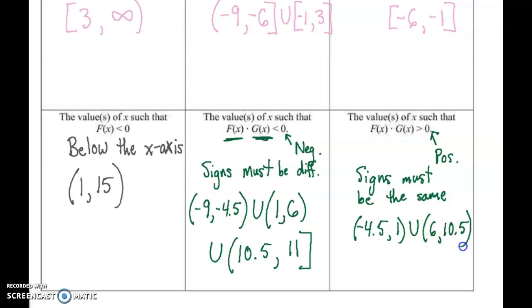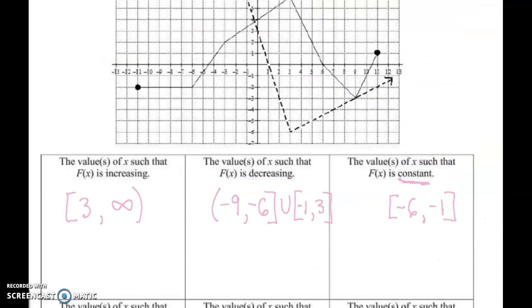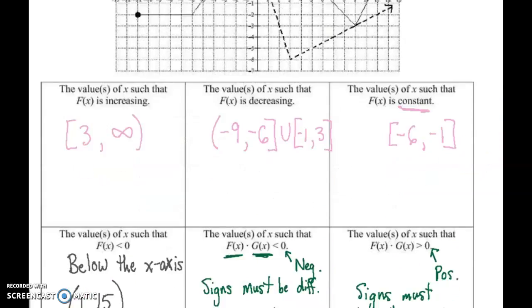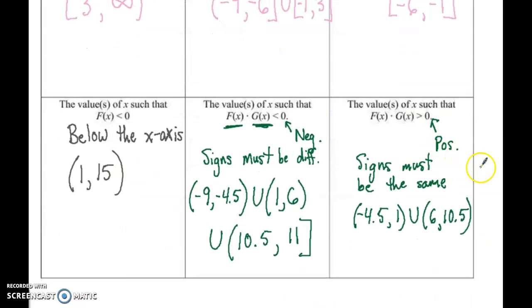And we can confirm that they're on the same side of the axes by looking at from -4.5 to 1. Both curves are above the x-axis. And from 6 until 10.5, they're both below. And what happens if you have a negative times a negative? You get a positive.